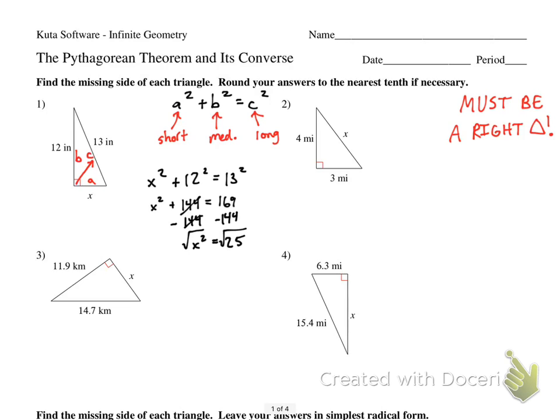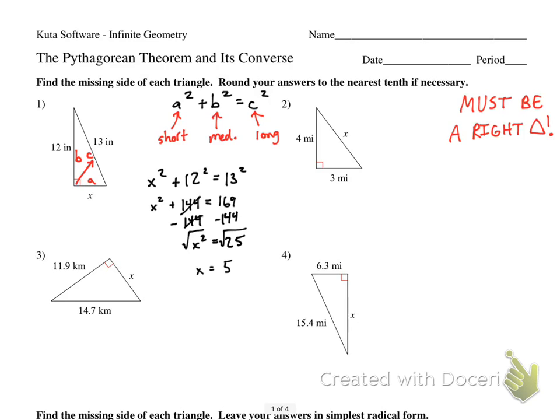All right, so we've got the square root of x squared. We know that x multiplied by itself is going to give us x squared, so the square root of it is just x. And the square root of 25 is 5. Now I want to point out just a technicality here.